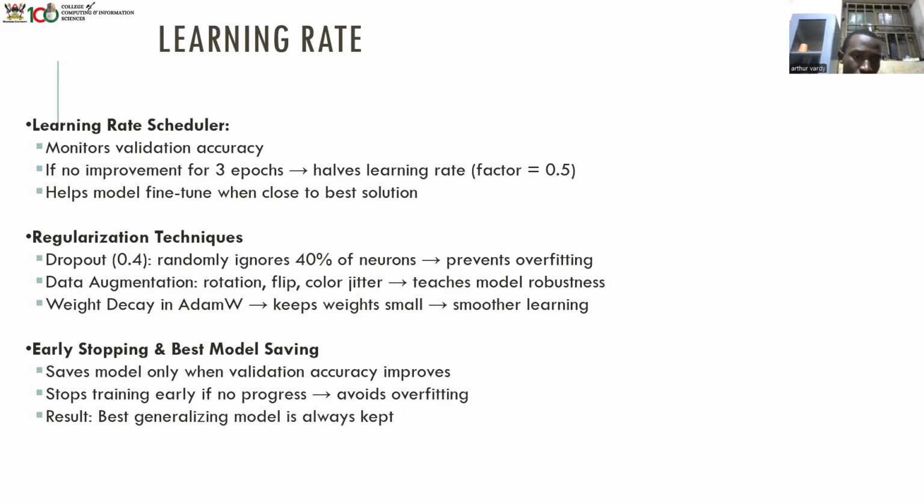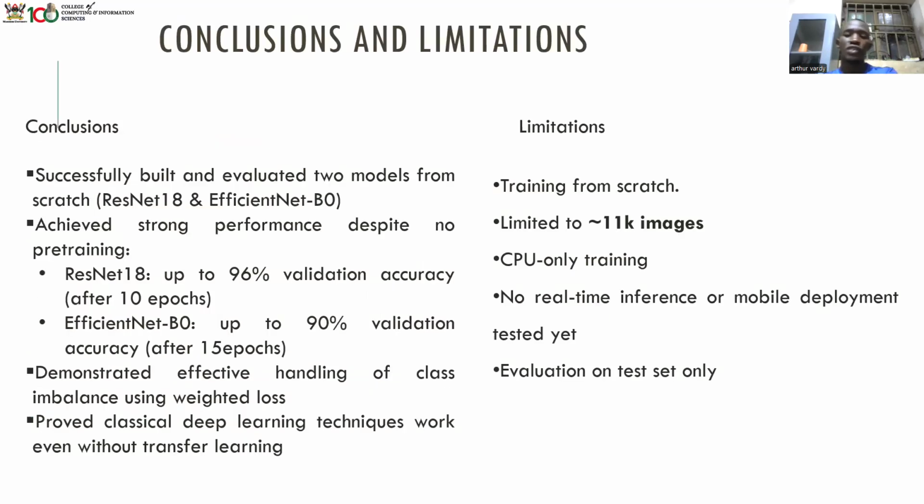And then the early stopping and best model saving. You are saving the model only when the validation accuracy improves. And then you are stopping at early stages in case there is no progress. That's avoiding overfitting. Then the results, the best generalizing model is always kept and saved in the models folder. These were the conclusions and the limitations that I came up with.